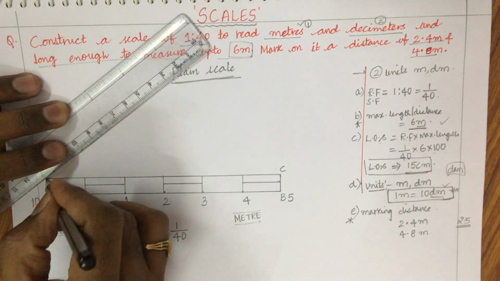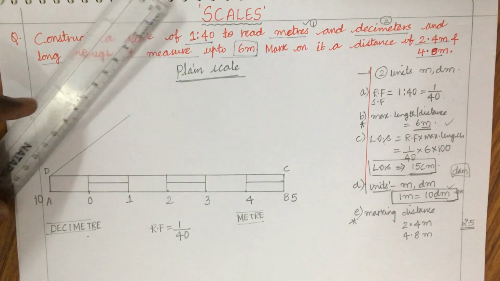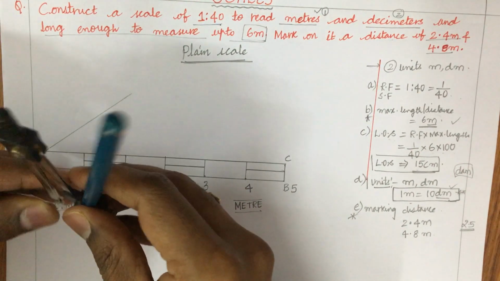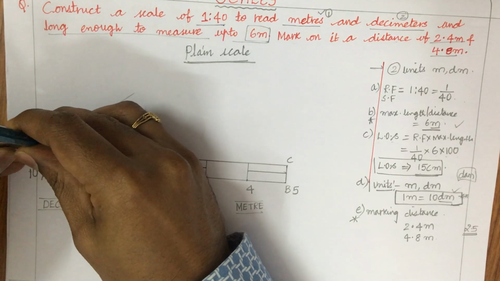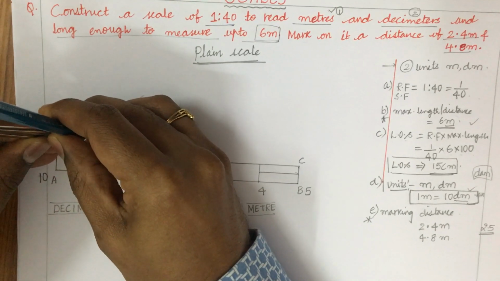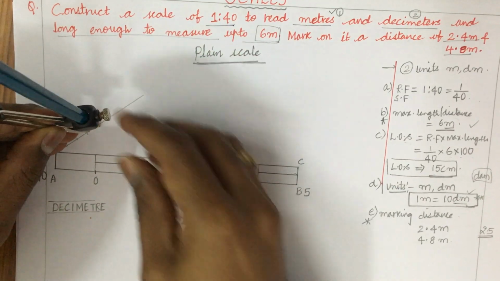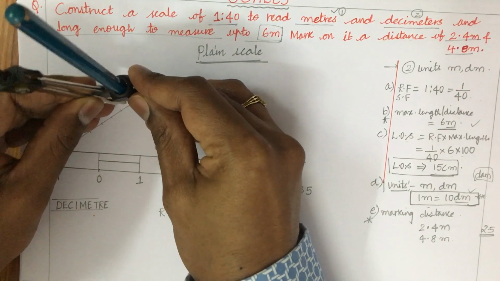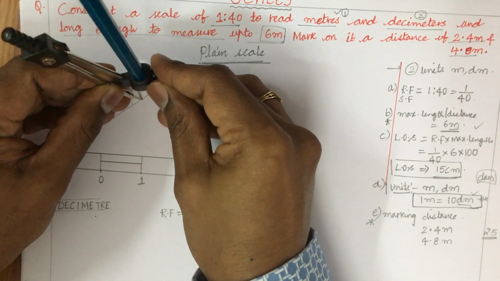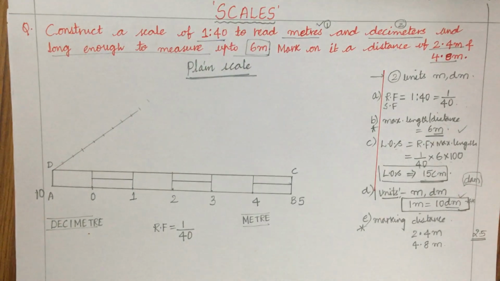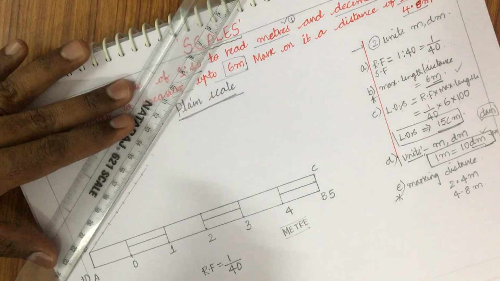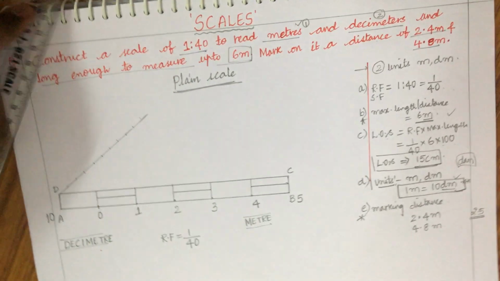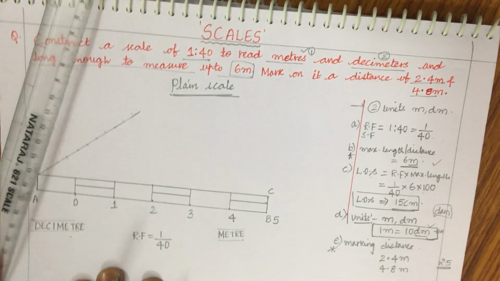drawing a line at anything less than 45 degrees, and I am going to cut this with the compass into 10 equal divisions, isn't it? So, 1, 2, 3, 4, 5, 6, 7, 8, 9 and 10. Likewise, you are supposed to work out 10 equal divisions on the secondary scale. You can even work it out for the primary scale also. I hope you know what you are supposed to do now.